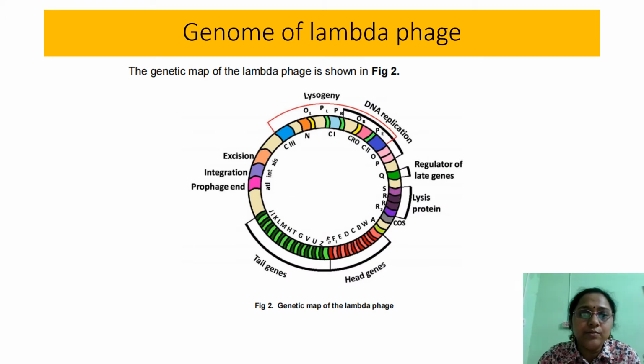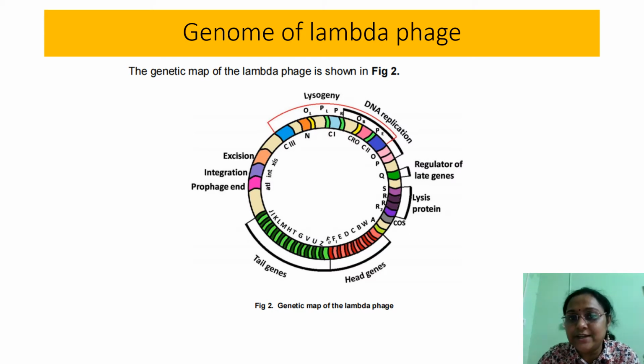So this is the genome of the bacteriophage lambda, and you can see this is a double-stranded circular DNA. Here the green colored genes are the tail genes and the red colored genes are the head genes. These head and tail genes are required to produce head and tail proteins, that is, they are required for the lytic cycle, but they are not required for the lysogenic cycle.